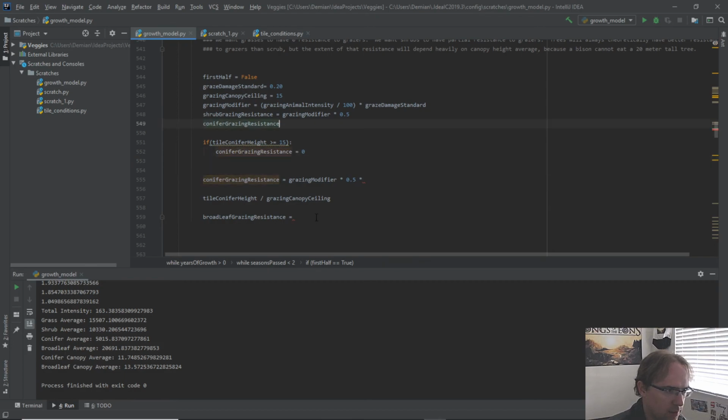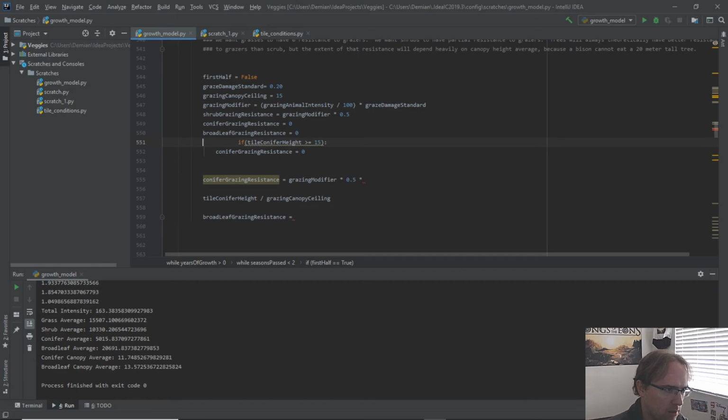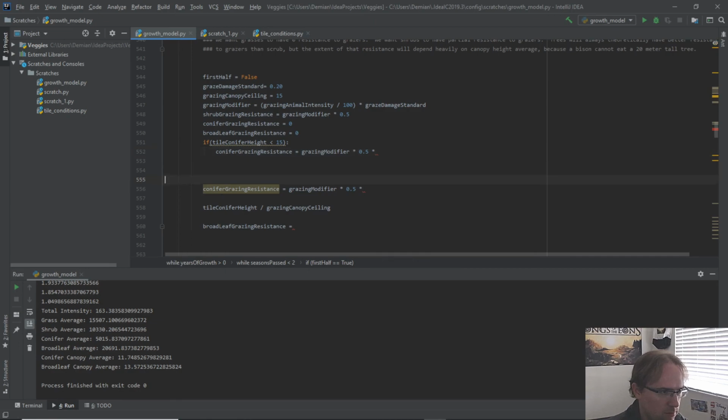First off, let's declare this variable just to be safe. Broadleaf grazing resistance equals 0. Okay, so to economize on our code, if less than 15, then we do the calculations. So it's set to 0 by default, assuming it's taller, but if it's not taller, then we do the actual calculations. Conifer grazing resistance equals grazing modifier times blah blah blah times... I think it needs to be conifer height.